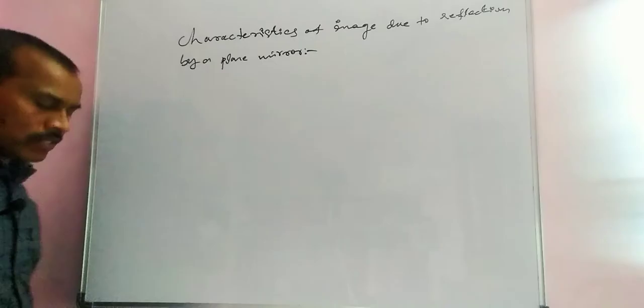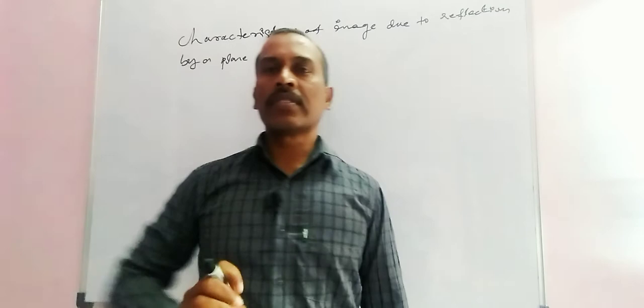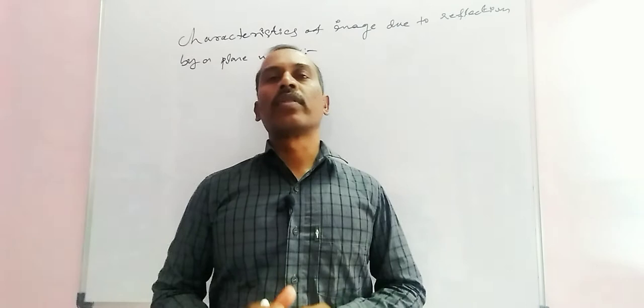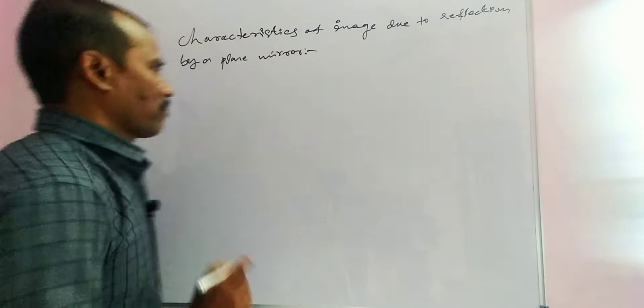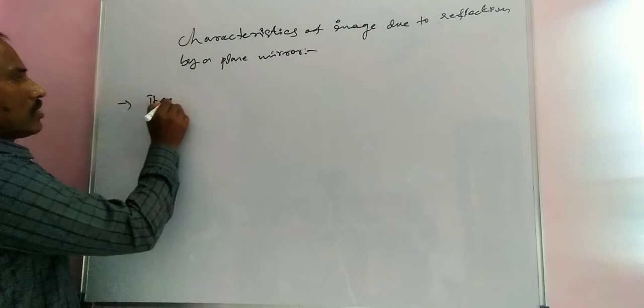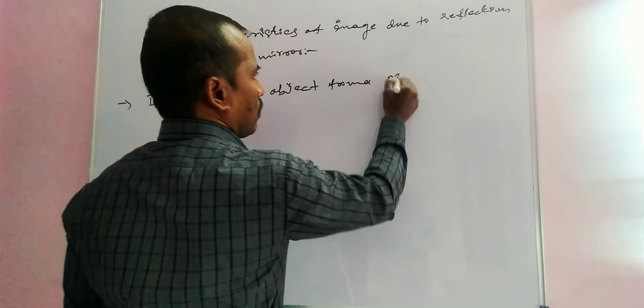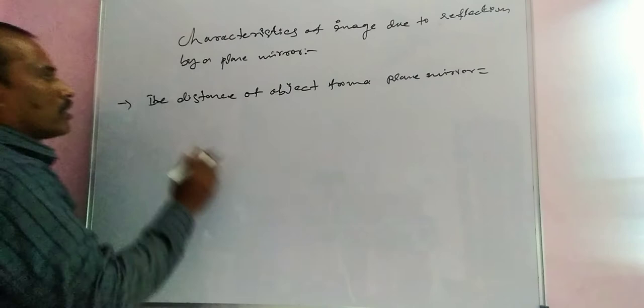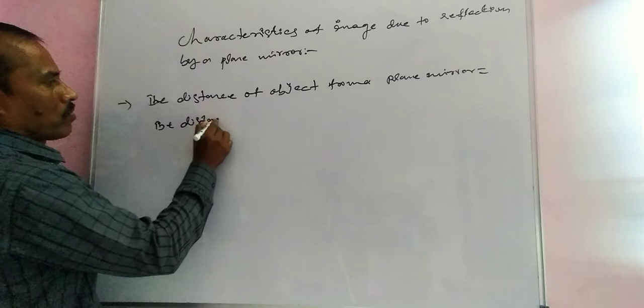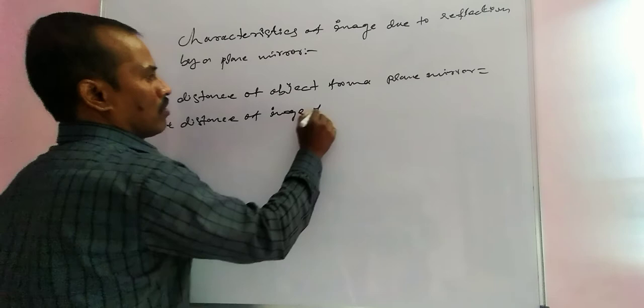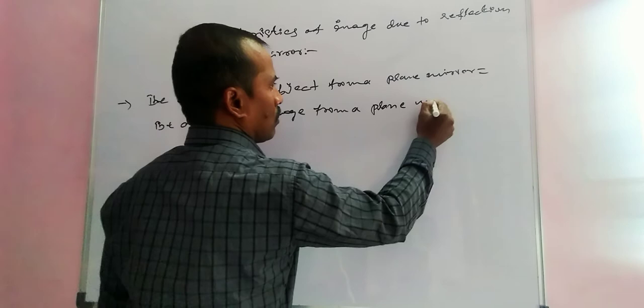First of all, in this first condition, the distance of the object from a plane mirror is equal to the distance of the image from a plane mirror. That means, first case, the distance of the object from a plane mirror is equal to the distance of the image from a plane mirror.